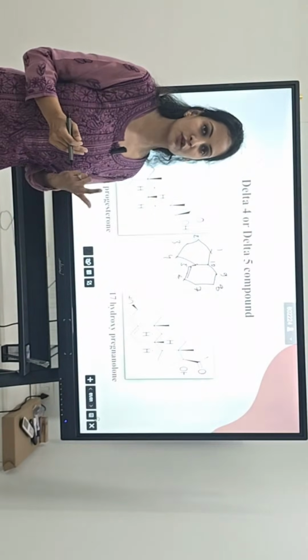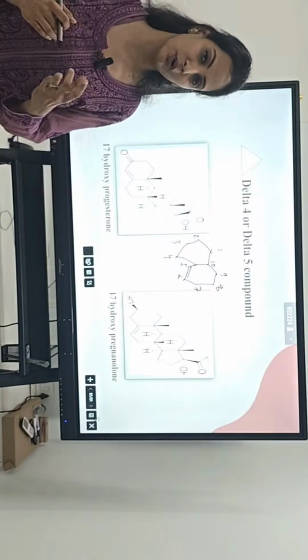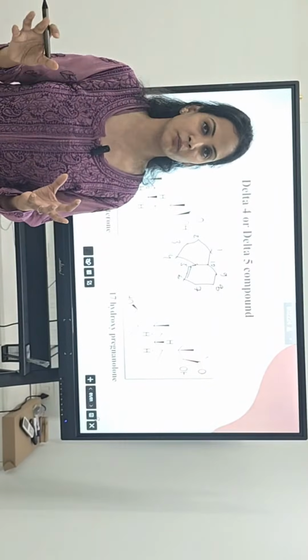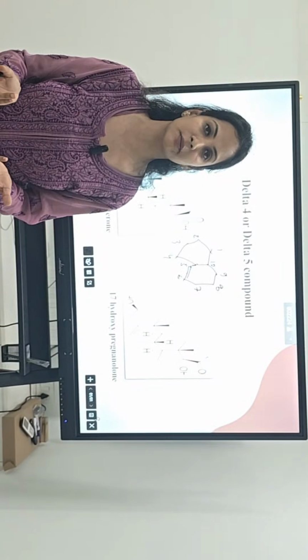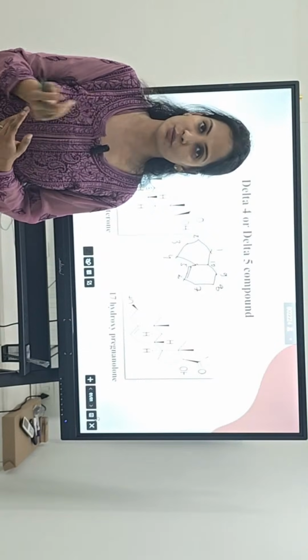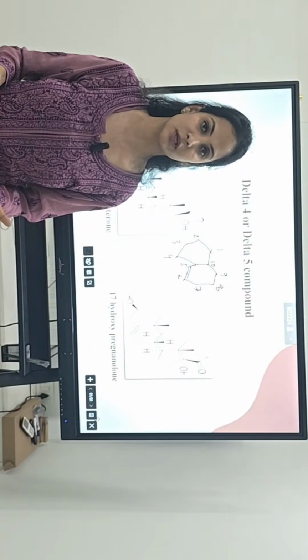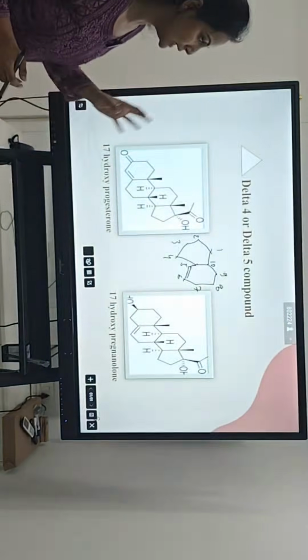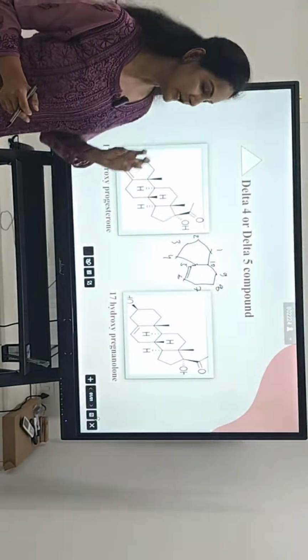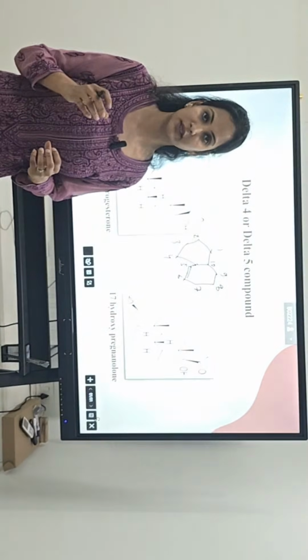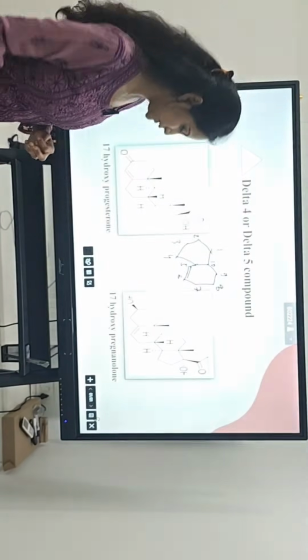So if they are isomers of each other, if I want to convert delta 4 compound to delta 5 compound, again I will need one enzyme. So what will that enzyme be? Isomerase, because they are isomers. Okay? And one more thing, delta 4 compounds are more potent than delta 5 compounds.